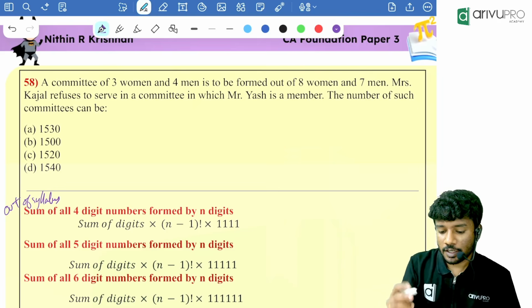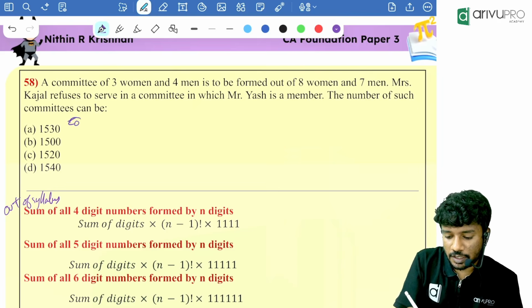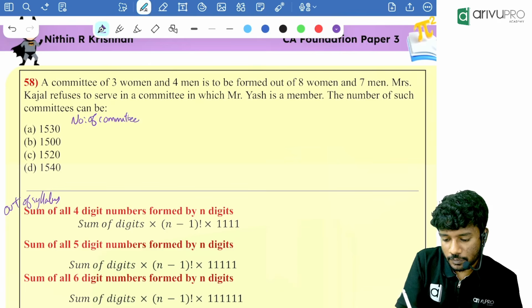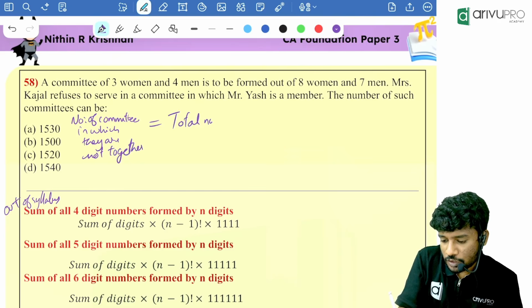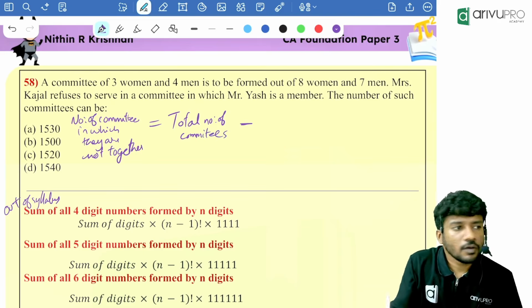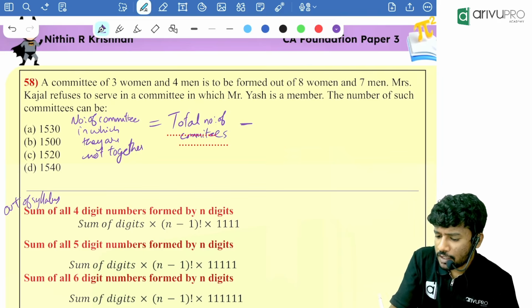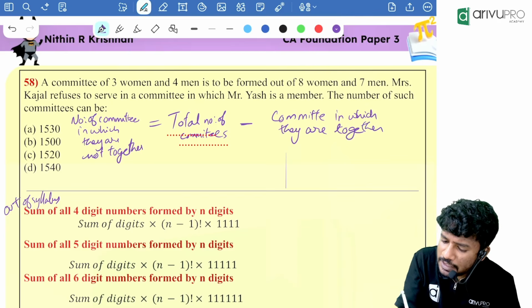Here they are asking for committees in which they are not together. The number of committees in which they are not together is nothing but the total number of committees minus the committees in which they are together. Now, can anyone tell me the total committees?